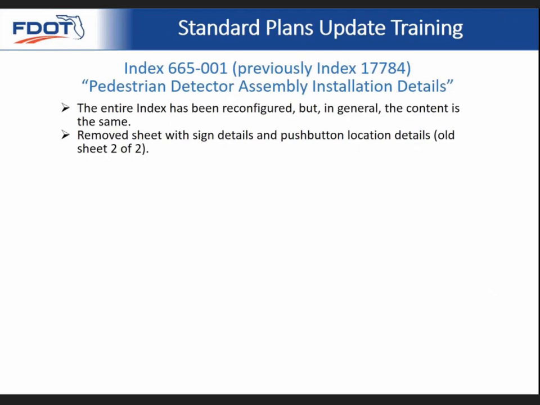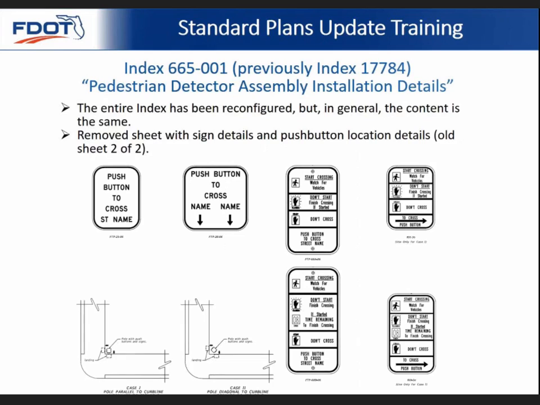665-001, previously Index 17784, pedestrian detector assembly installation details. The entire index has been reconfigured, revised, but in general, the content is the same. Now, sheet 2 of 2 has been removed. This was showing some sign details, push button location details.